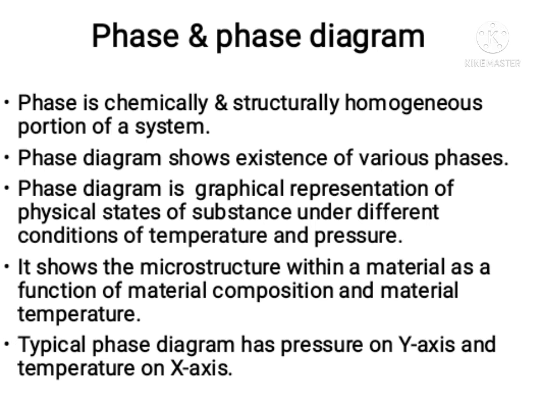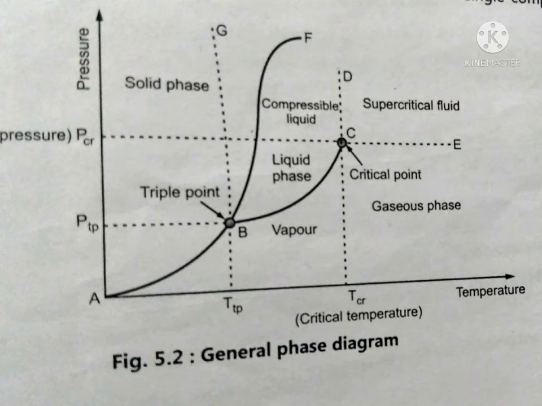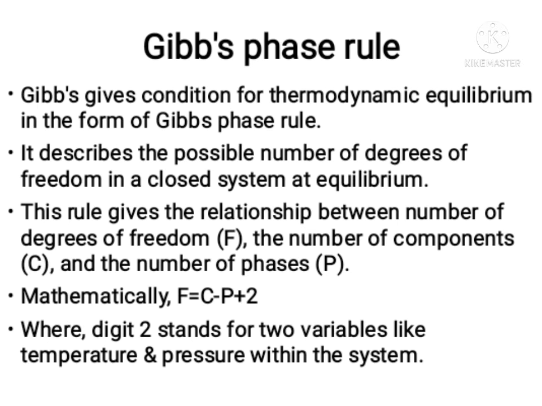A typical phase diagram has pressure on y-axis and temperature on x-axis. Phase diagram illustrates the variations between the states of matter of elements or compound as they relate to pressure and temperature. Next point is Gibbs phase rule. Gibbs gives condition for thermodynamic equilibrium in the form of Gibbs phase rule.